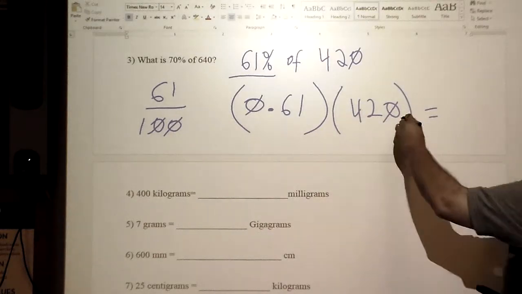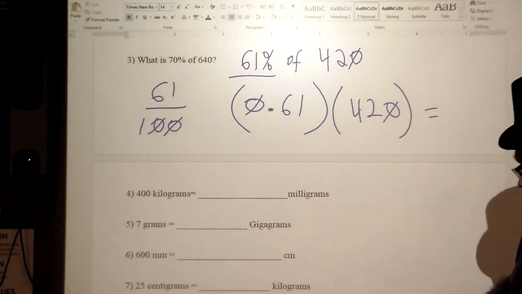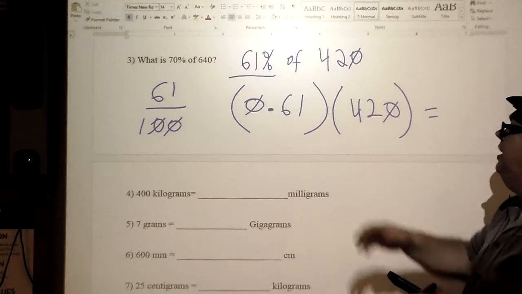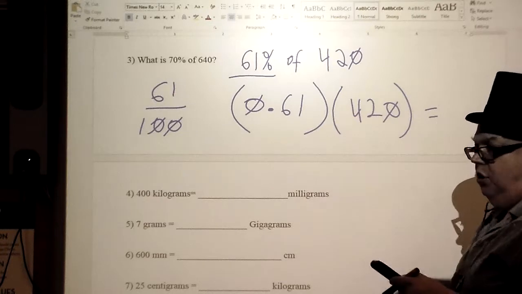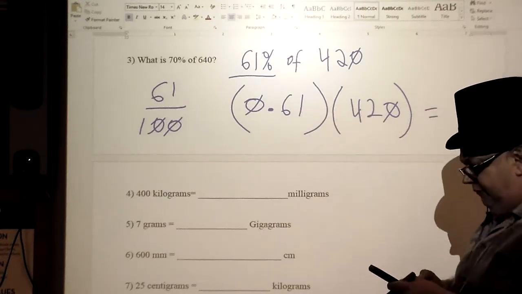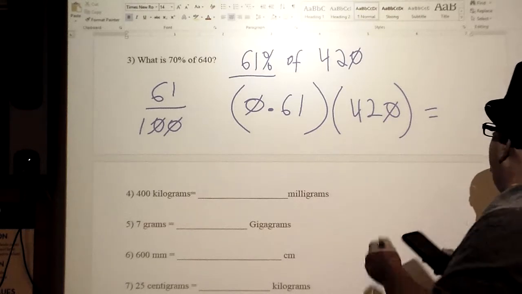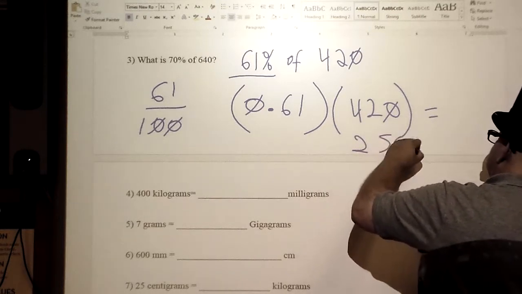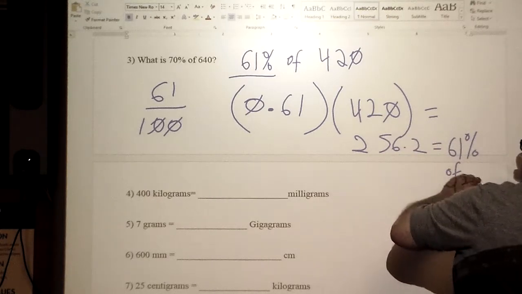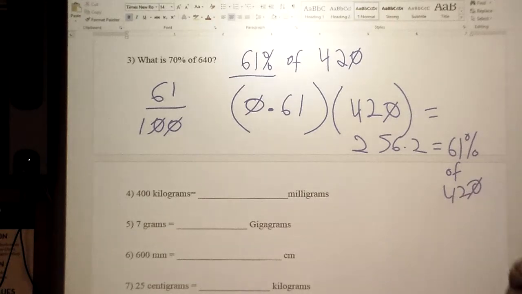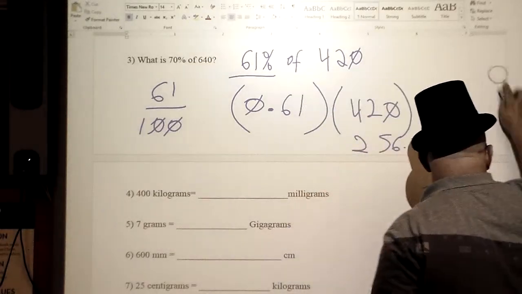So what you're getting when you multiply like this, you're getting a fraction. You're getting a part of this. You're getting 61 one-hundredths of 420, or 61% of 420. So 0.61 times 420, and I walk away with 256.2. That's equal to 61% of 420. That's it.